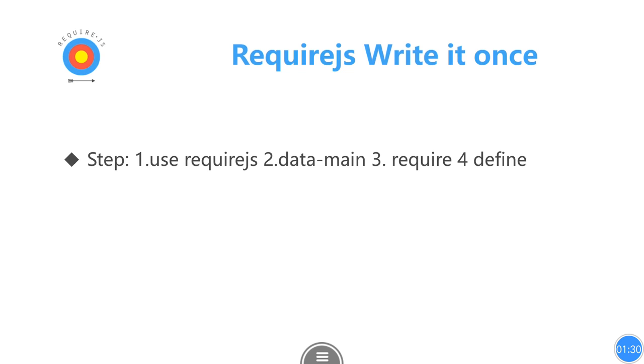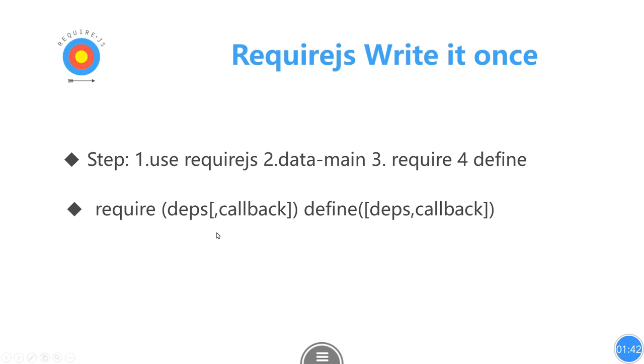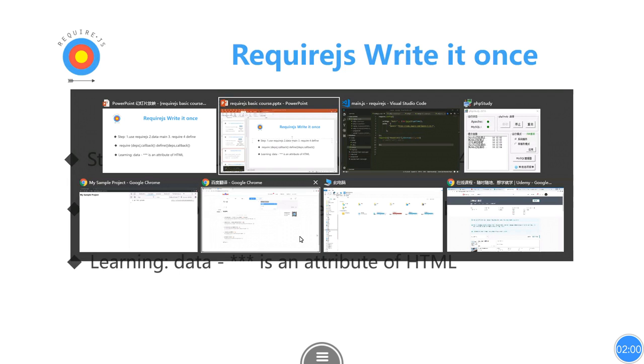If you don't use step two, data-main, we only use three steps. So about the require method and define method, and data-main is an attribute of the HTML file. So let's have a try to write it.